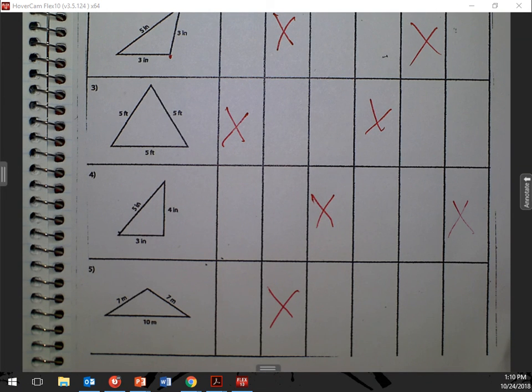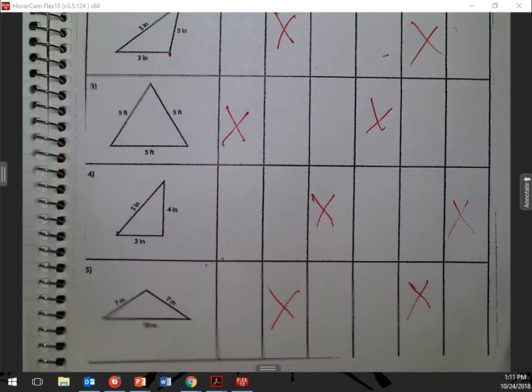Is this going to be acute, obtuse, or right? Obtuse. Is all of them acute? No, because for it to be acute, all of them have to be acute. But does this one have anyone that's more than 90? Yeah, so therefore it has to be obtuse.